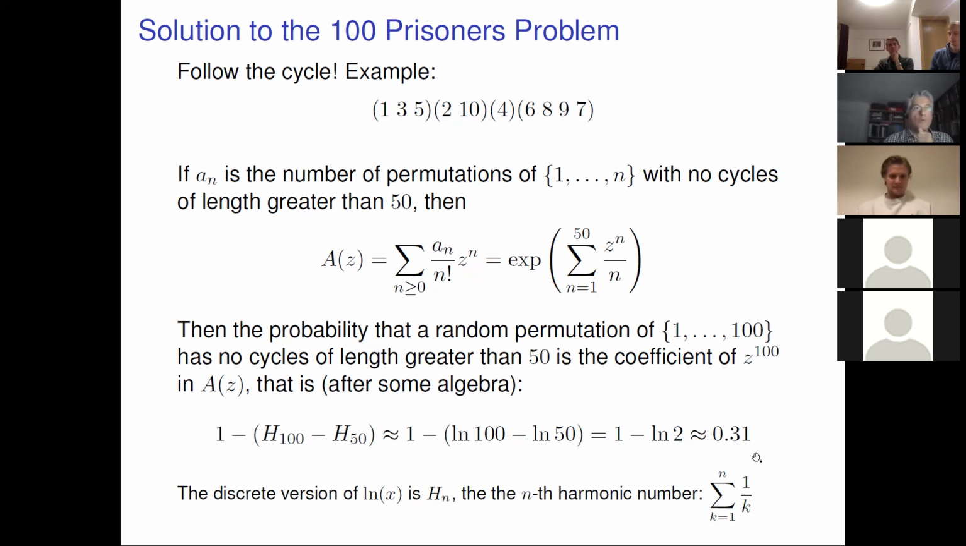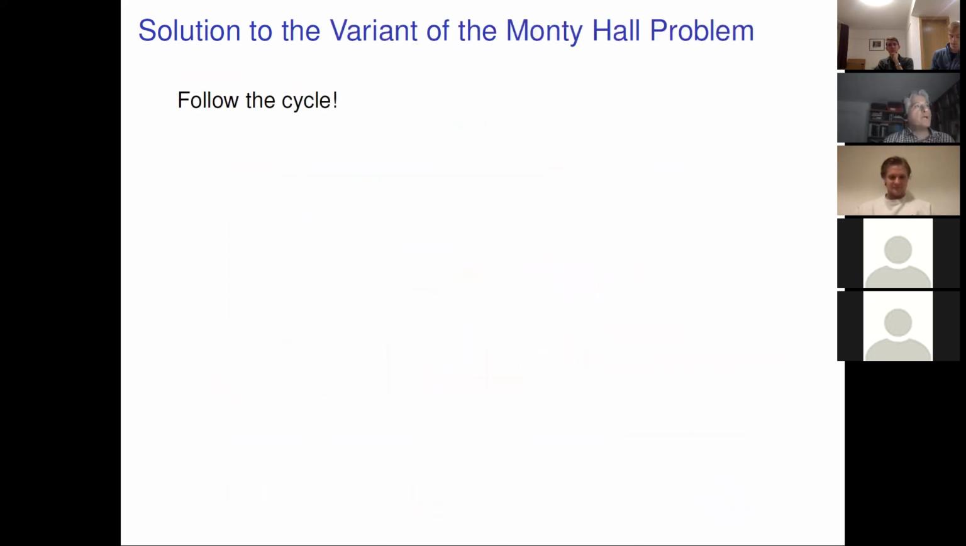Within the 50. Yes. So with this strategy, they have a 31% probability of all of them finding their number. Yeah. Okay. And now, going back to the variant of Monty Hall, well, this one is really the same problem. All you need to do is to codify.